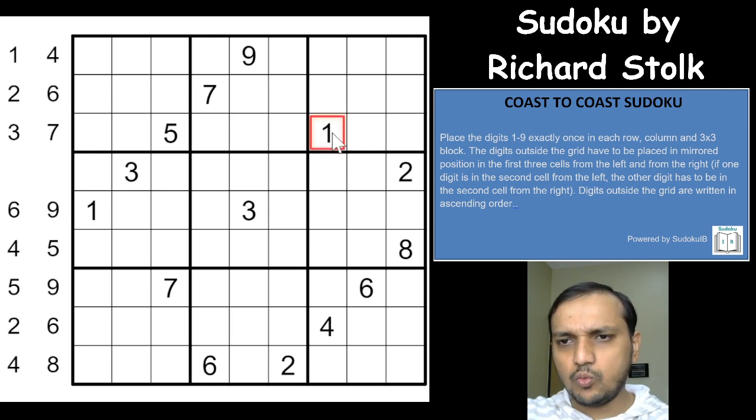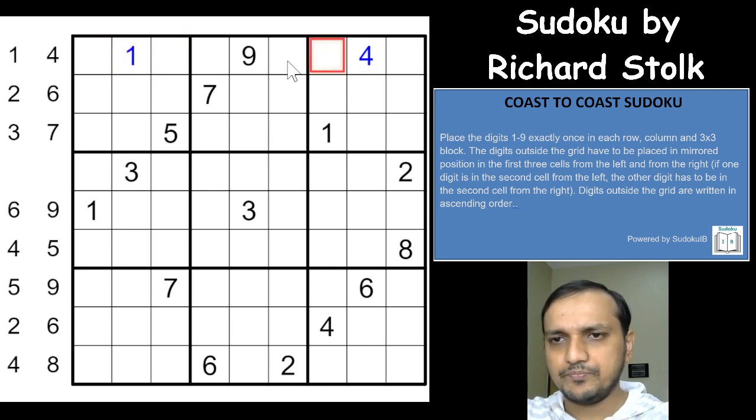As you can see here, 1 is already ruled out here. So 1 would have to be in one of these 3 cells, and this is not a 1. Which means 4 has to be in one of these 2 cells, because if 1 is here, 4 would have to be here. You already have a 4 here, so this would have to be a 4 and this would have to be a 1.